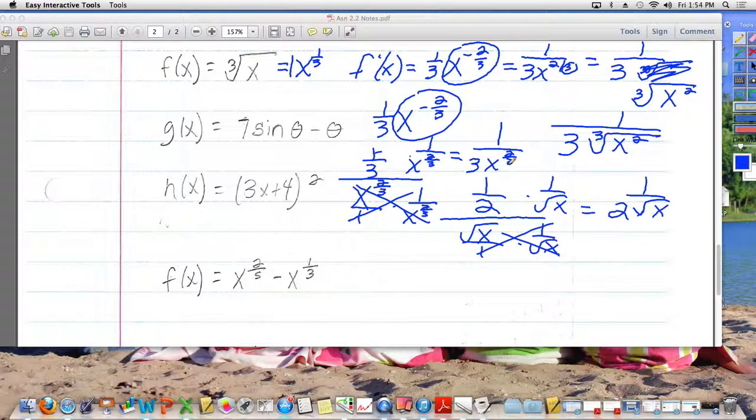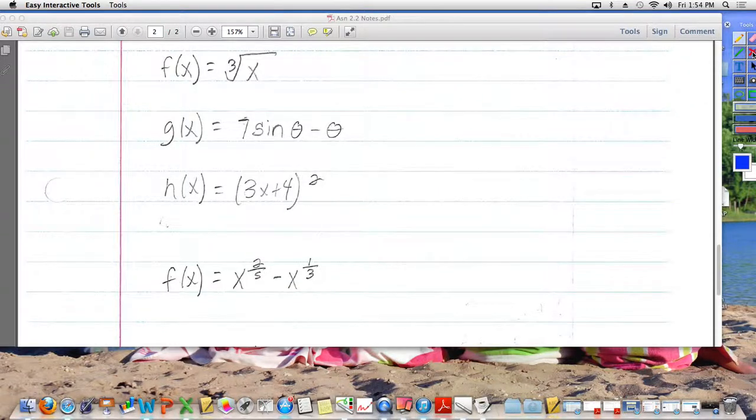Anything else? I'm going to go through this one, 7 sine of theta minus theta. It will take me 30 seconds, and then I'm going to stop talking, believe it or not. See, that's supposed to be funny because the class is over in 1 minute.